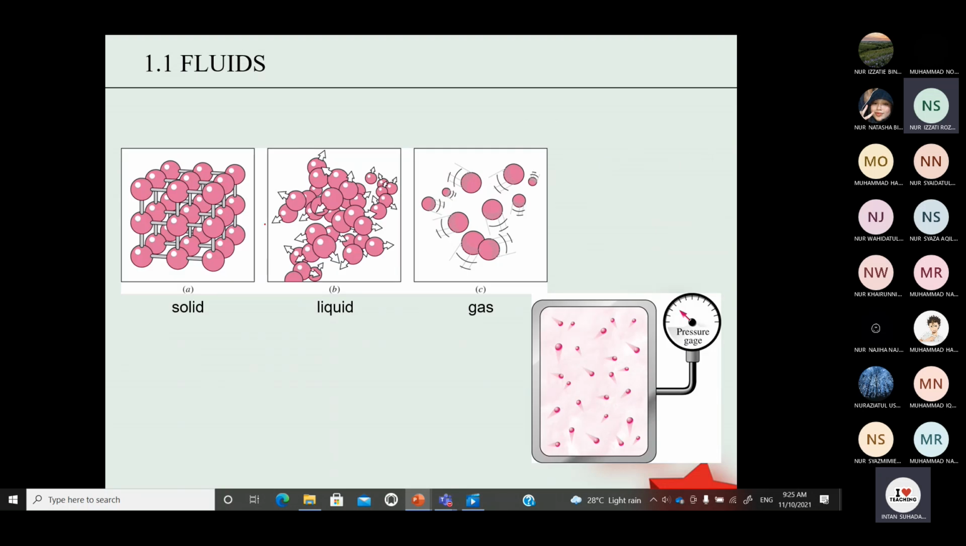This one also I think you all know, the configuration of solid, liquid and gas. So for gas it's more random motion compared to solid.